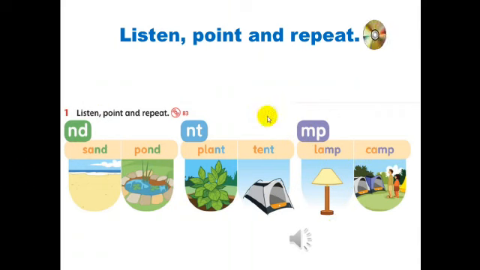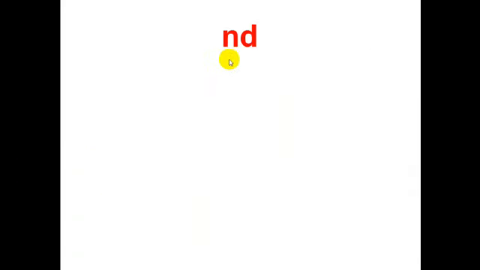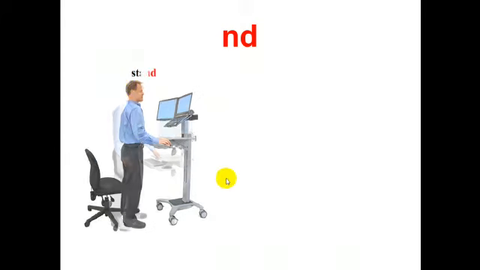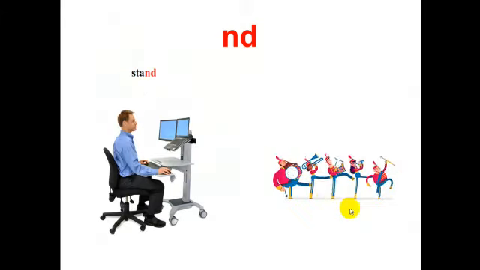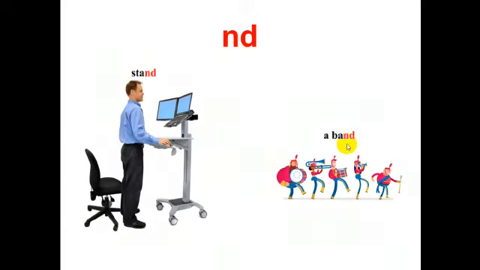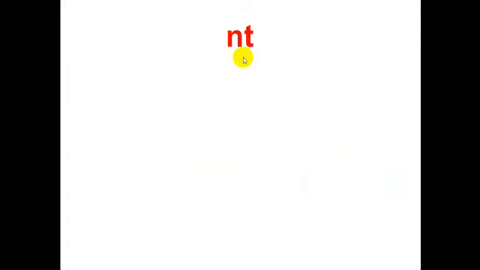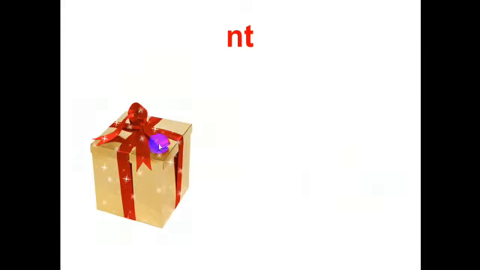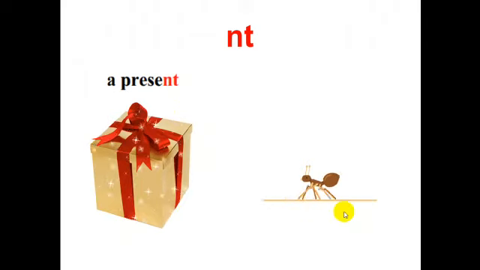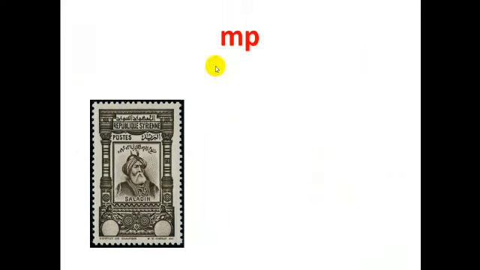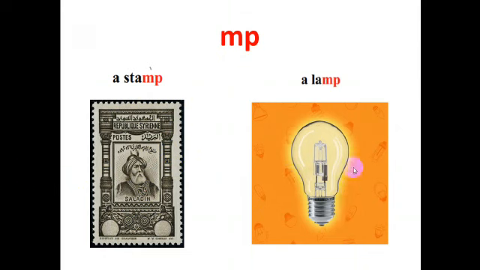Now, let's see more examples about these sounds. Yes, look at this picture. Stand, and. A band, and. A present, and. An ant, and. And ump. Look at this picture. Stamp, ump. Okay, stamp. And a lamb.